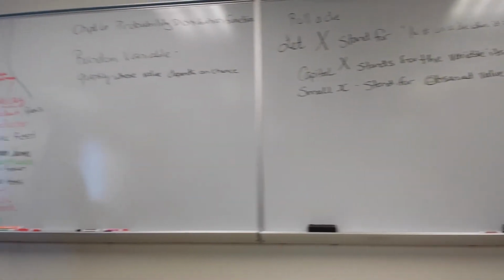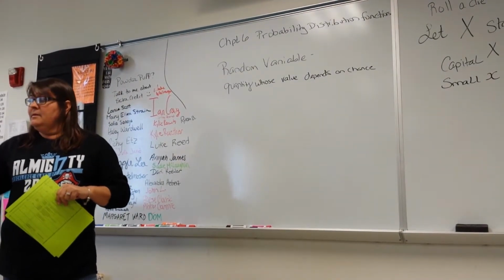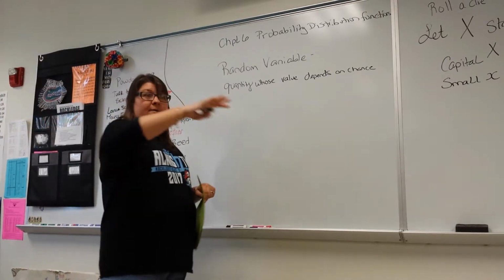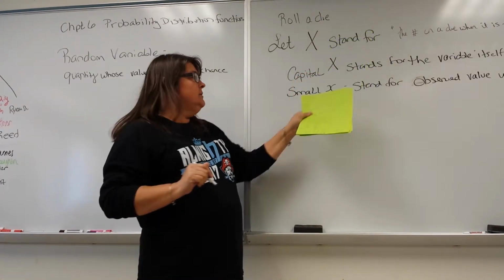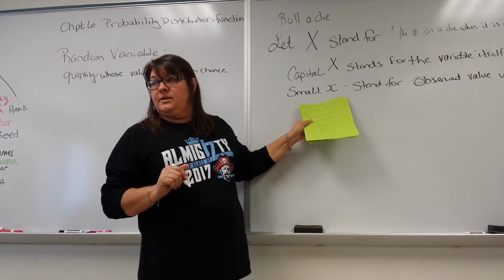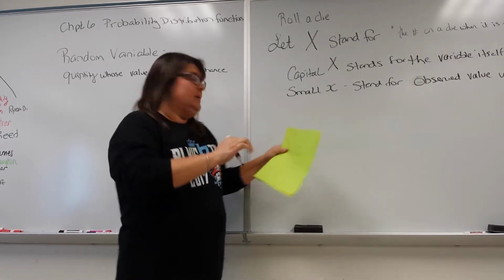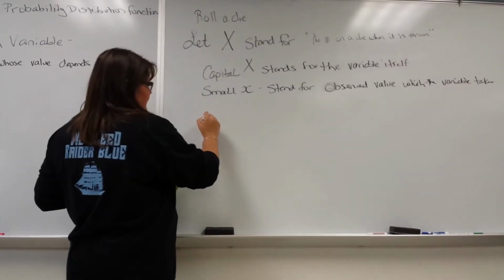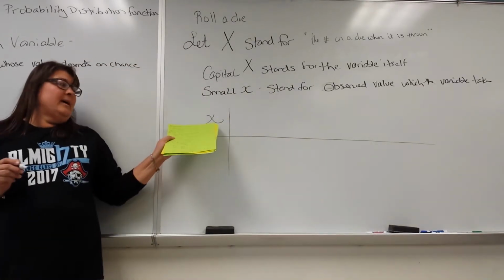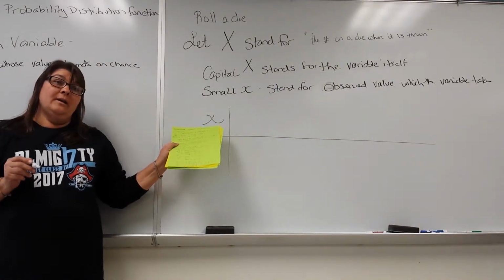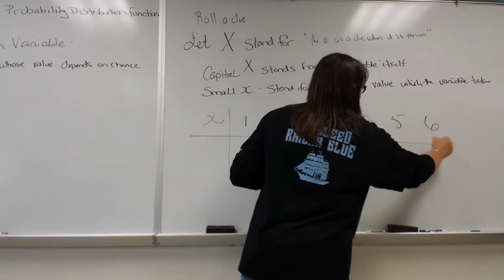What is my variable in this case? It's rolling a die. What are the possible outcomes? A 1, a 2, a 3, a 4, a 5, a 6. The big X stands for the fact that we are rolling a die. The little x stands for the observed values that potentially could happen. Again, they are 1, 2, 3, 4, 5, 6. So my probability distribution function takes the possible observed values. Once again, what are they in this case? 1, 2, 3, 4, 5, and 6.